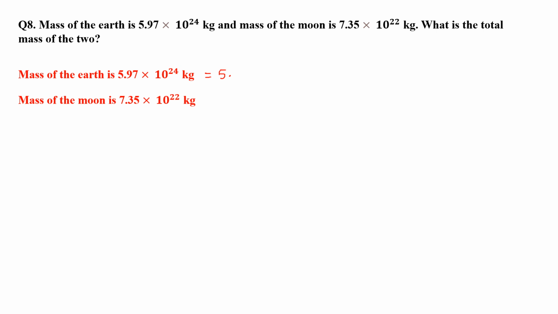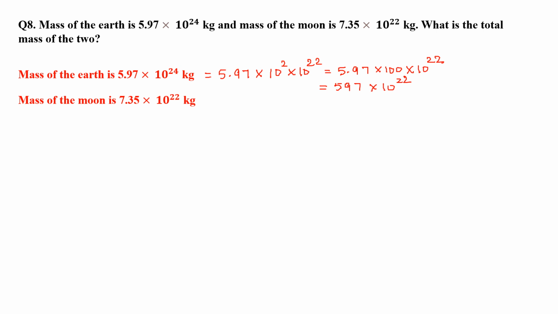So from here 5.97 into 10 to the power 24, I have to split 10 to the power 24 as 10 squared into 10 to the power 22, isn't it? Now see, base is the same, so add the powers, 2 plus 22, it will give you 24, right? So now it will become 5.97 into 10 squared, which is 100, into 10 to the power 22, and 5.97 into 100 will give me 597 into 10 to the power 22, isn't it?